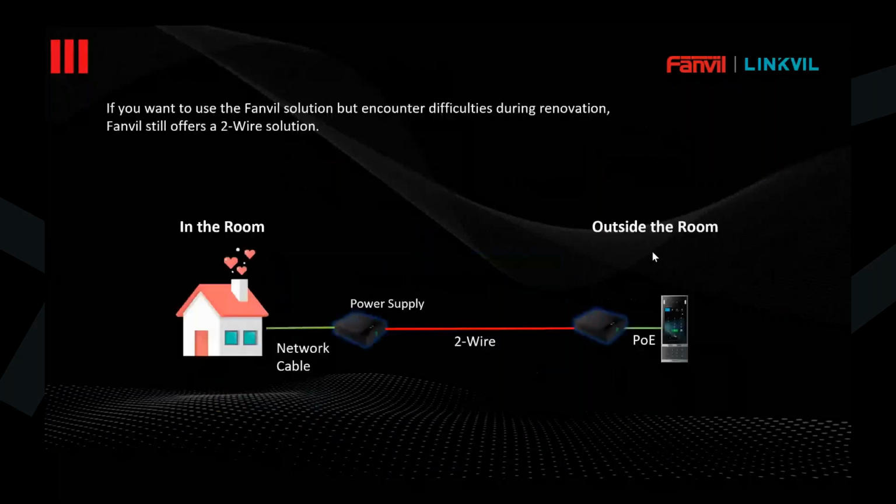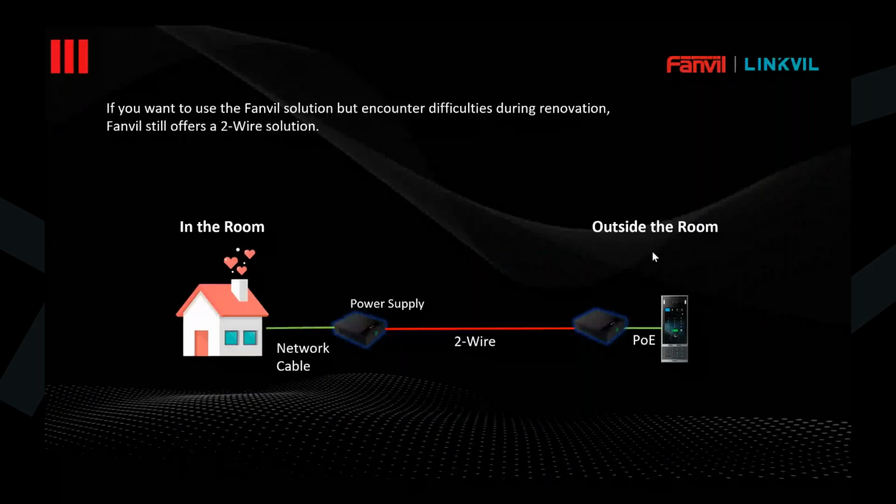So this is a solution. I will introduce the two-wire solution. This is for the old buildings. If you have an apartment that doesn't have a LAN cable, and it has a two-wire, you don't need to do a whole renovation and add LAN ports and all that. You just need the two-wire switch.